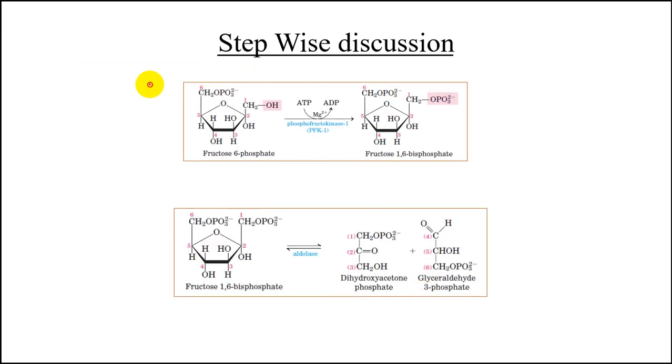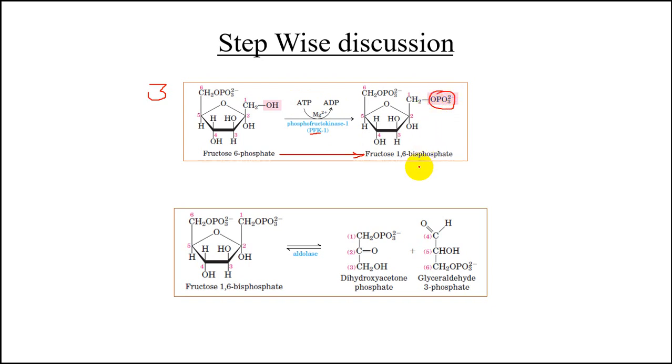Now we come to the third step. What happens in the third step? In the third step, the fructose 6 phosphate, which we have obtained with the rearrangement, is converted to fructose 1,6 bisphosphate. Okay, it is converted with the help of phosphofructokinase, which we can call PFK. What happens here? Here also an ATP is consumed and the phosphorylation occurs here as well.